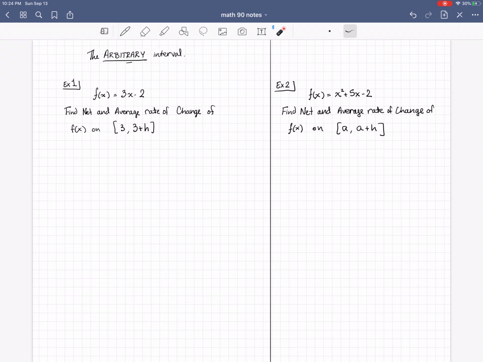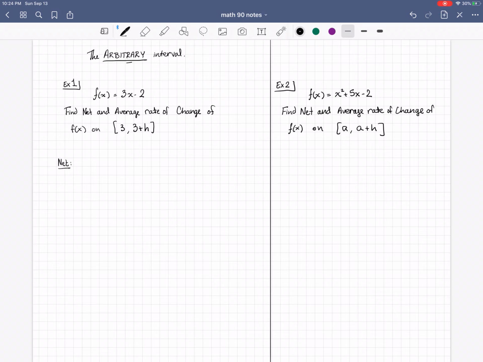Notice that this interval starts at 3, but then it ends later. It ends h units later. So it's not an interval of a fixed length, but it is an interval with a fixed starting point. Okay, so let's look at net change.